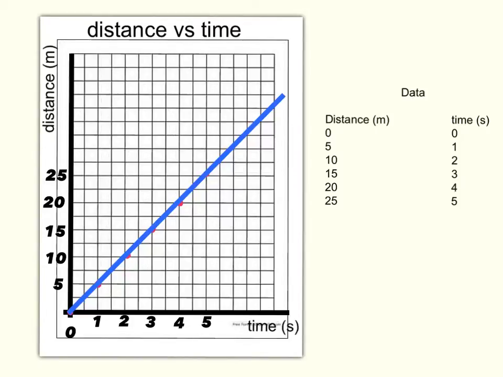So what do you notice about our graph? We see that as time increases, distance is increasing. And we see for each unit of time, there's an equal amount of distance going up. In this case, it's 5 meters for every second.